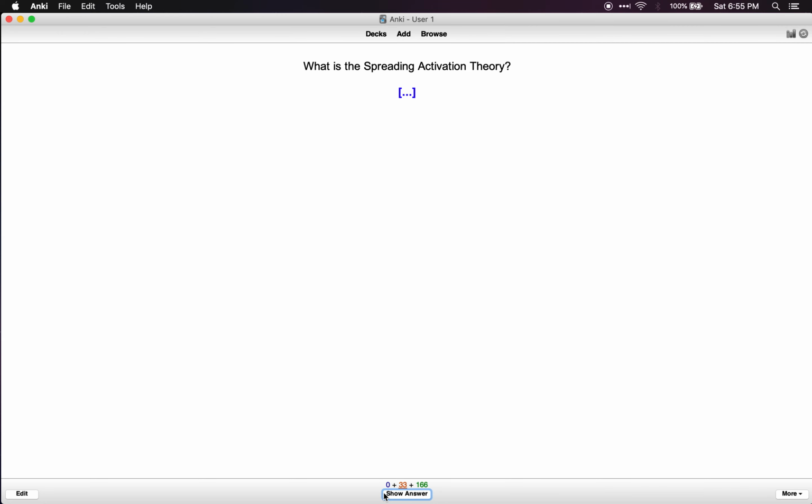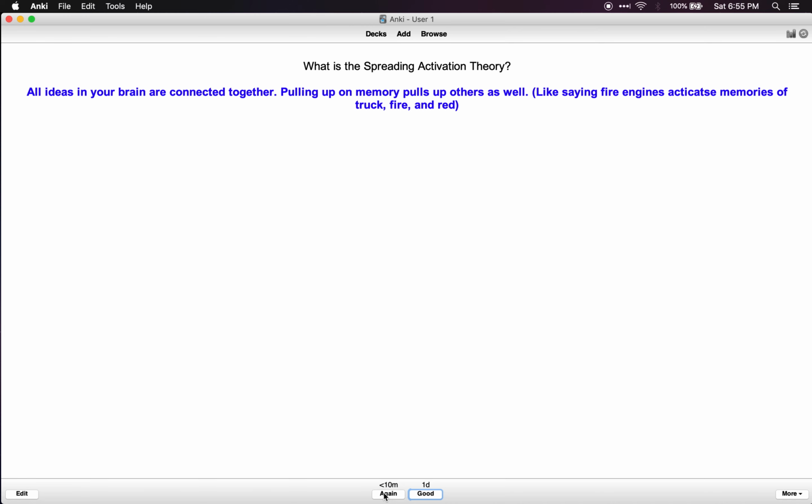Spreading activation theory: all ideas in the brain are connected together. Pulling up one memory pulls up others as well, like saying fire truck activates memories of truck and fire.